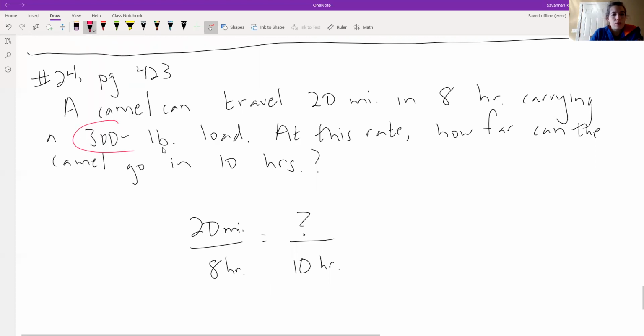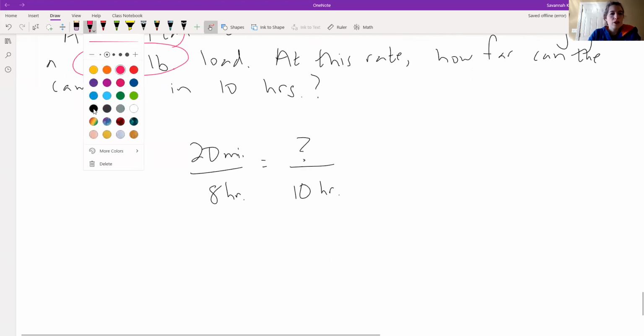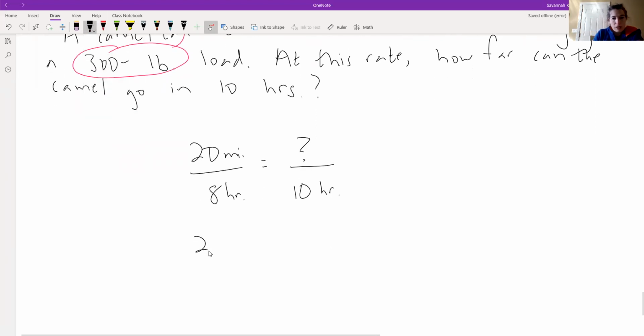It turns out that is an extra number to confuse us. That's all it is. So we're on to them. We see what kind of game they're playing here. So 20 over 8 equals x over 10.